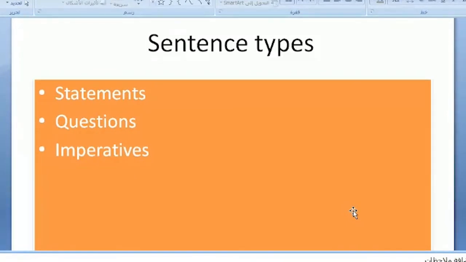Sometimes the subject is mentioned within the tail of the verb.